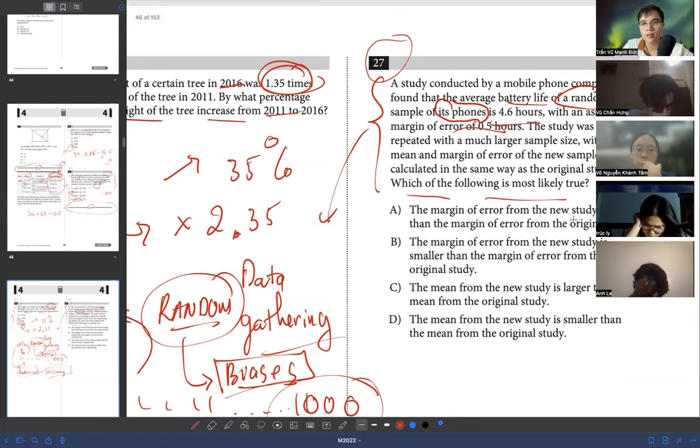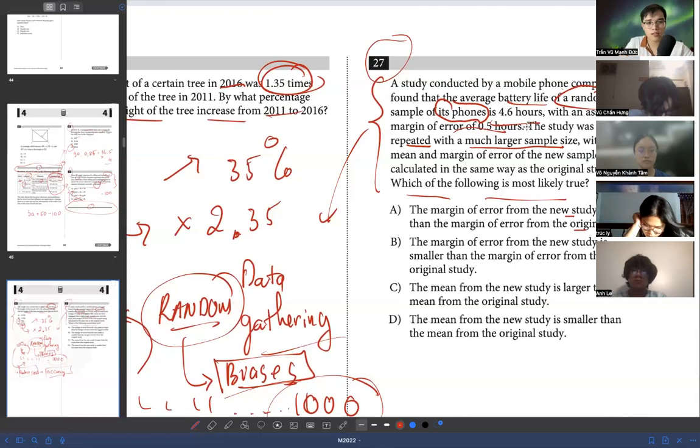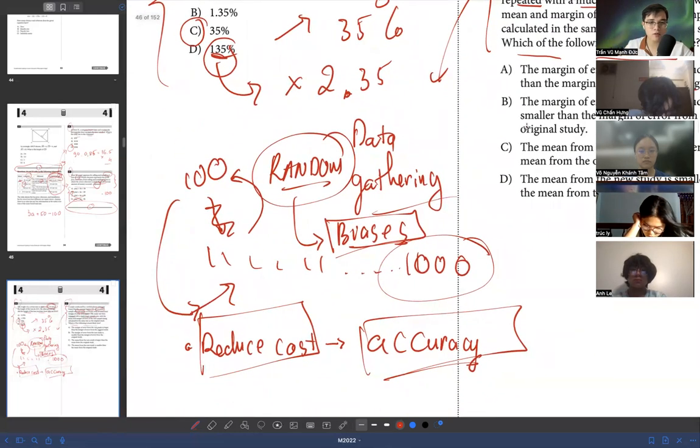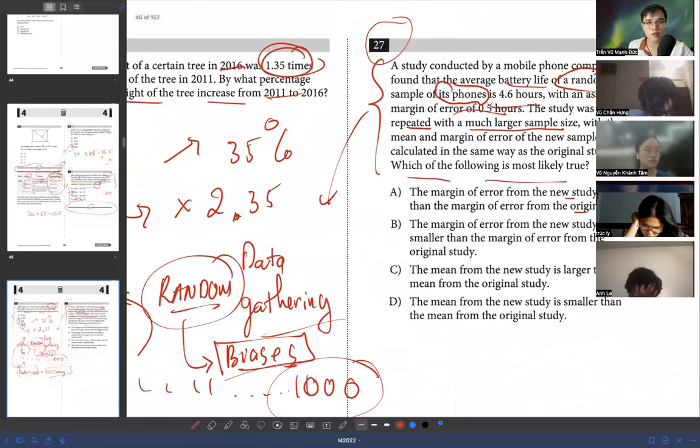All right, new study and the original study. We are having to compare between them, right? The study has been repeated with a much larger sample size. So what did I say? If I want it to be a bit more accurate, I just need to increase the sample size, which is from 10 to 100. So by increasing the sample size, I'm reducing the margin of error. See, it will be a bit more accurate. So therefore, the margin of error is decreased.